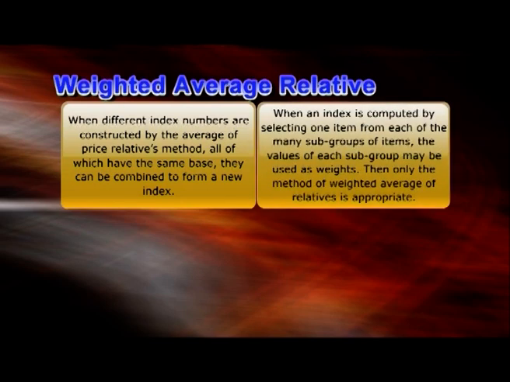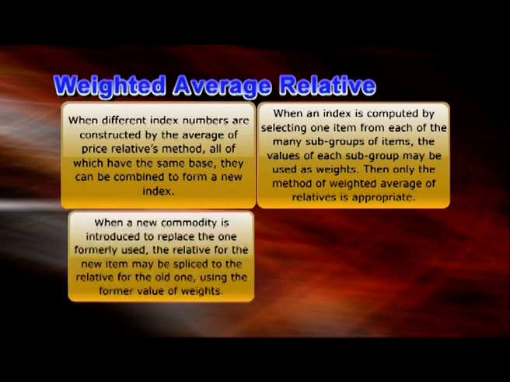When an index is computed by selecting one item from each of the many subgroups of items, the values of each subgroup may be used as weights. Then, only the method of weighted average of relatives is appropriate.